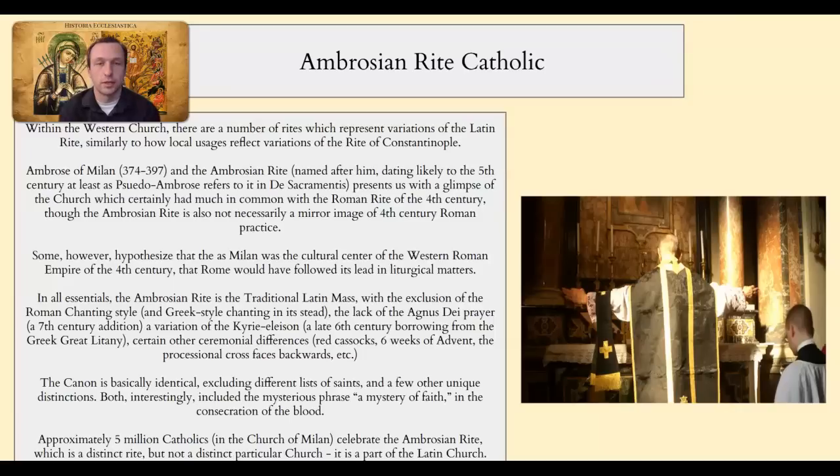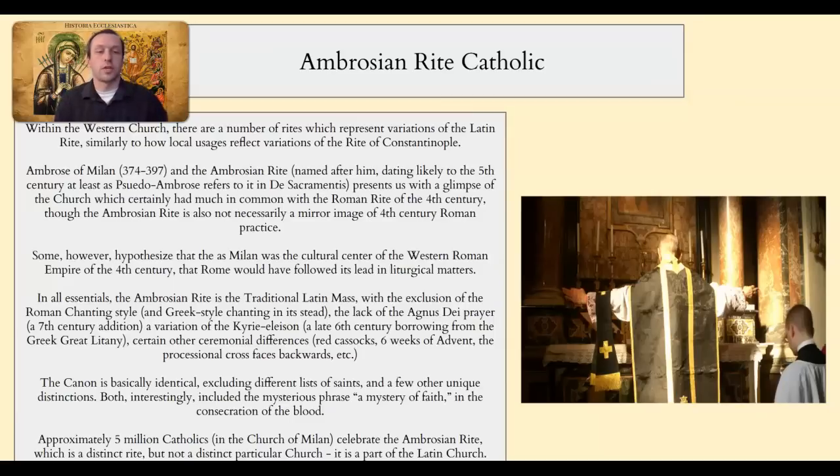So it is basically the liturgy of the city of Milan, and so it was probably very similar to the Roman Rite. It is a Western Rite, but it does have some distinctions. Some hypothesize that since Milan was the cultural center of the Western Roman Empire in the 4th century, Rome may have actually followed the lead of Milan in its liturgical manners. So this could be kind of an ancestor to the Roman Rite, perhaps.